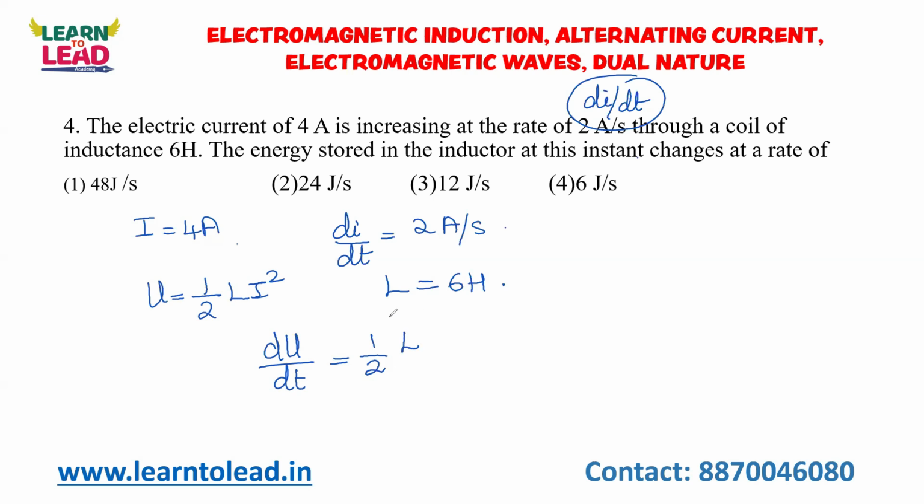So I'll get 2I into di by dt. When writing the change, this 2 will cancel. Half into di by dt.